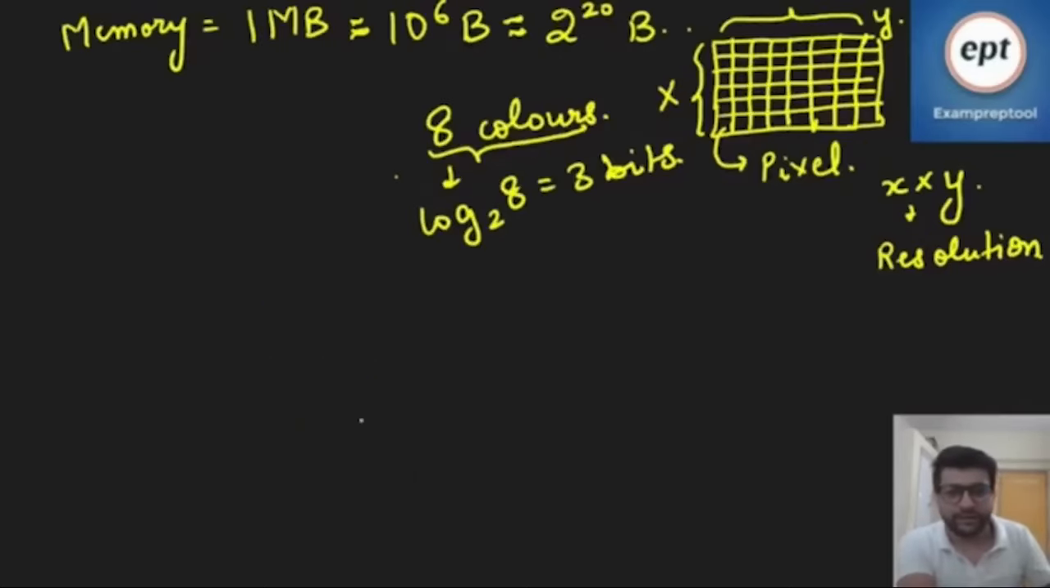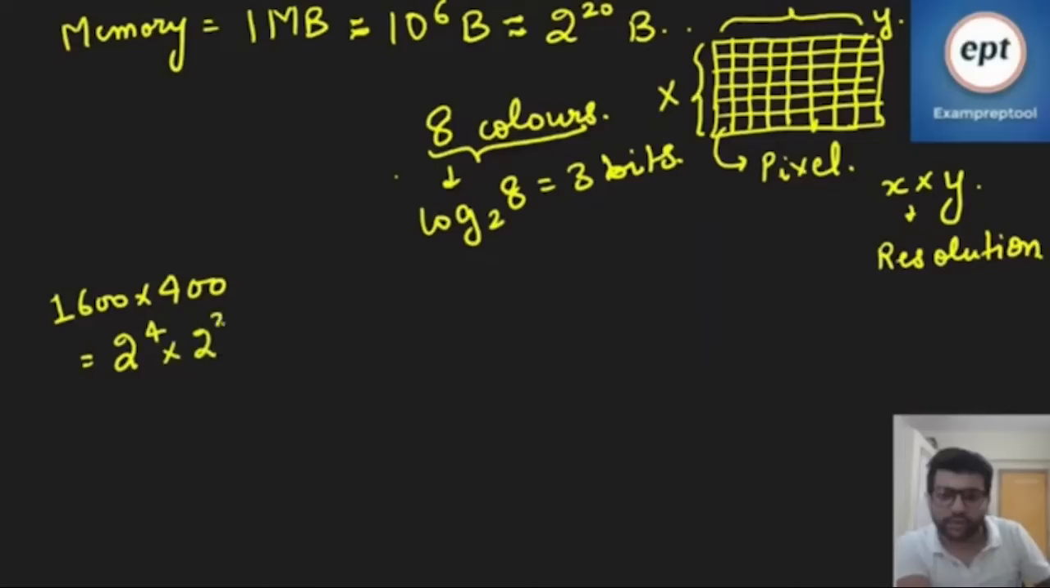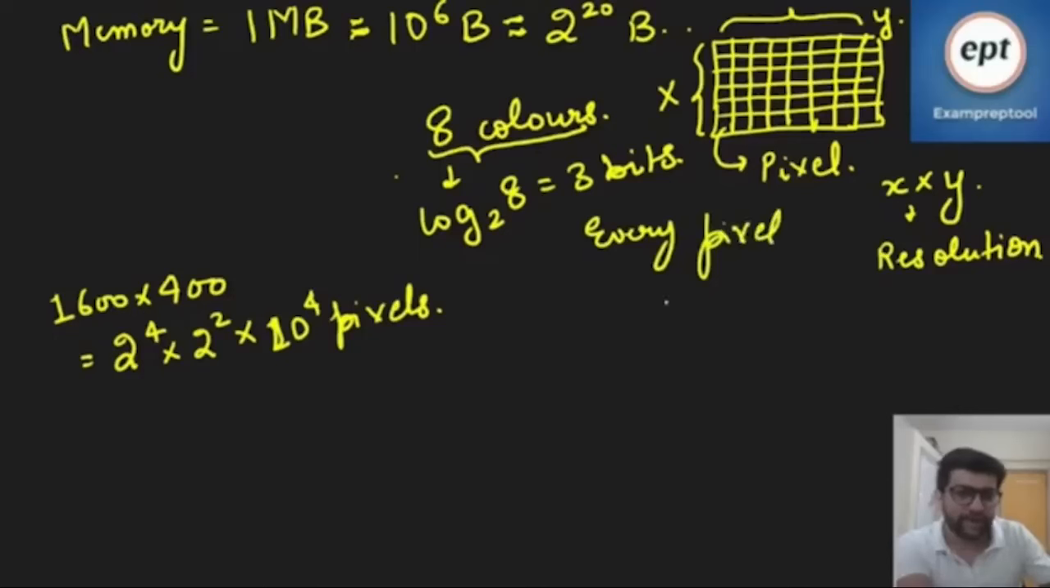So let's say the given resolution is 1600 cross 400. That means we have 2 power 4 into 2 power 2 into 10 raised to the power of 4 pixels, right? And every pixel represents how many colors? It represents 16 million colors.